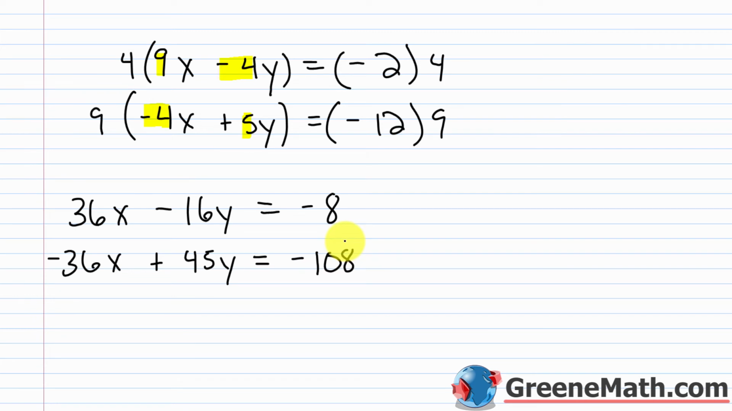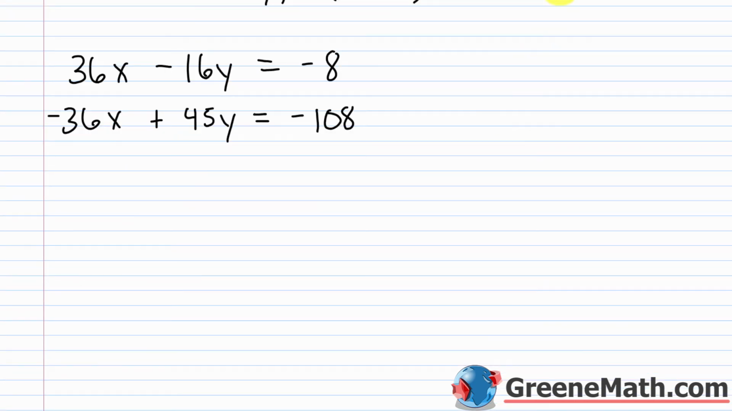All right, so now that we have transformed both of the equations into equivalent equations where through the addition process, this variable x would be eliminated, right? You have opposite coefficients here, 36 and negative 36. We can go through and do that addition step now. So we're going to add the two left sides together. So 36x plus negative 36x, that's 0, so this is eliminated. Negative 16y plus 45y is 29y. This is equal to negative 8 plus negative 108, which is negative 116.